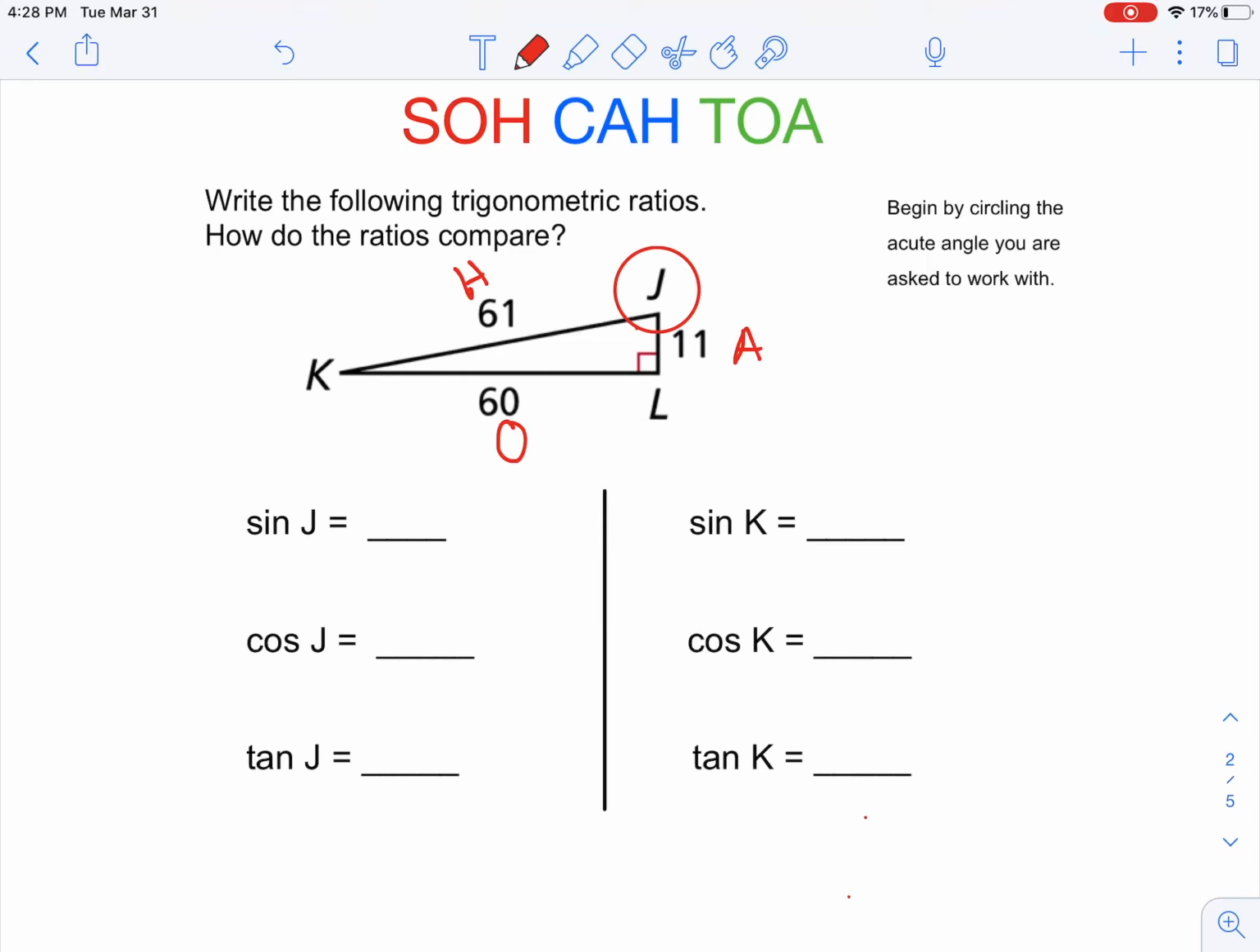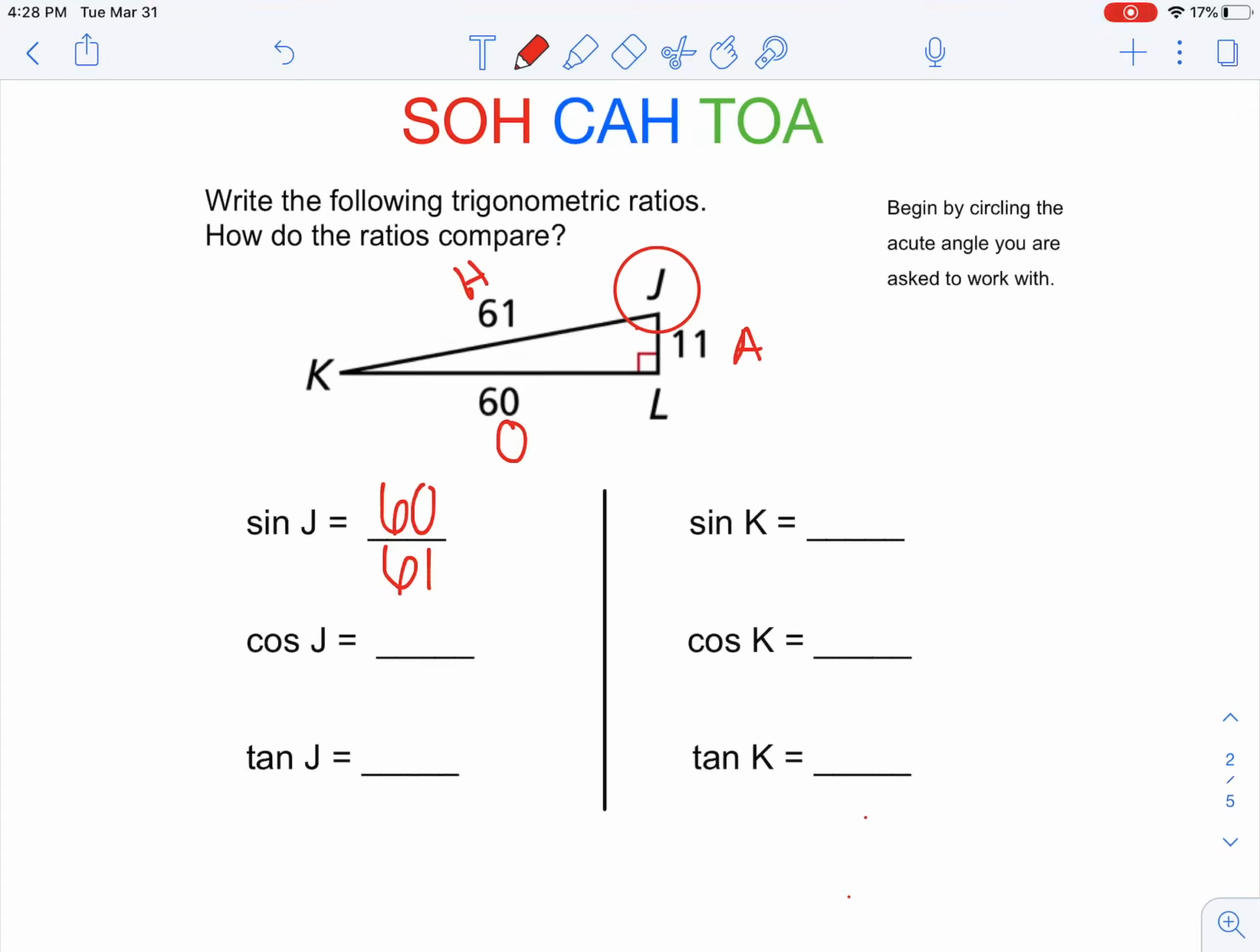Okay, so now if we're going to find sine of J, I have SOHCAHTOA written up at the top here to help us work through these problems. So sine of J is the opposite over the hypotenuse. Since it's opposite over hypotenuse, I would put 60 on the top over 61.